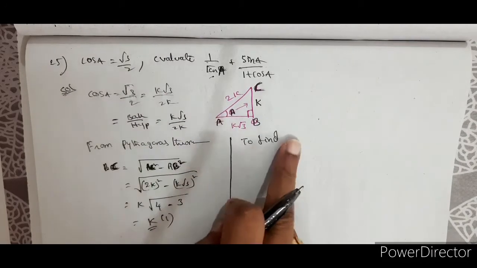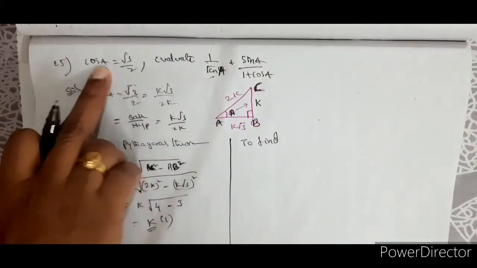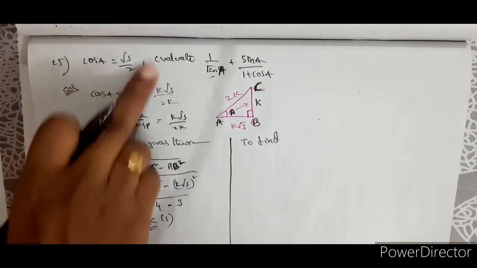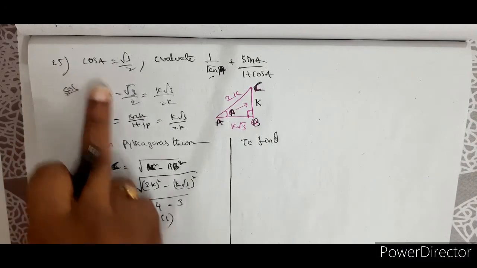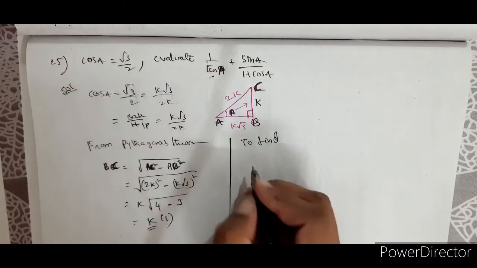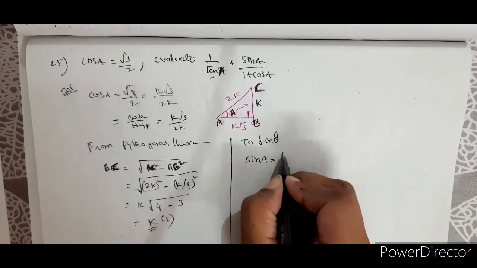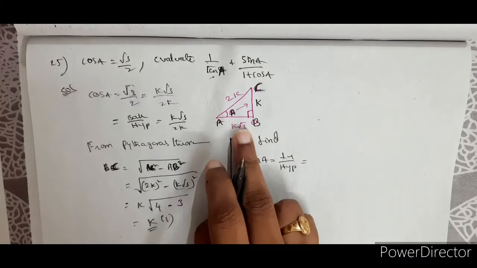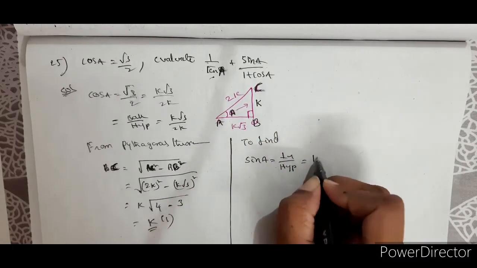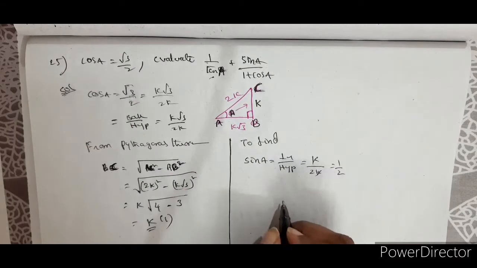Okay, so now to find what are all needed? Tan A, sin A, cos A. Cos A is already given in the problem. This is the first time that the required trigonometric ratio is given already. So if you find sin and tan, it is enough, right? So now what is sin A equal to? Perpendicular by hypotenuse. So from this one, what is the perpendicular? BC, which is k, by hypotenuse 2k, which is equal to 1 by 2.